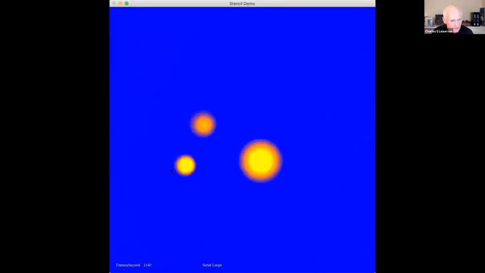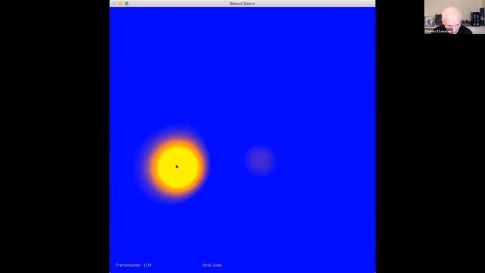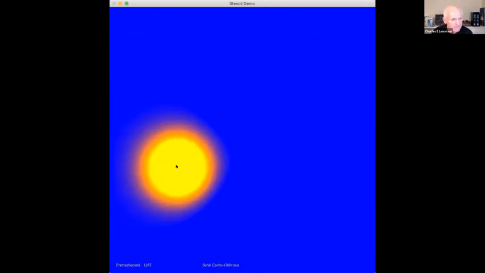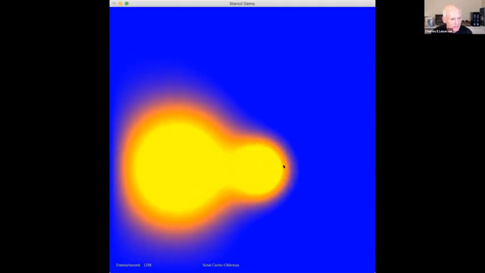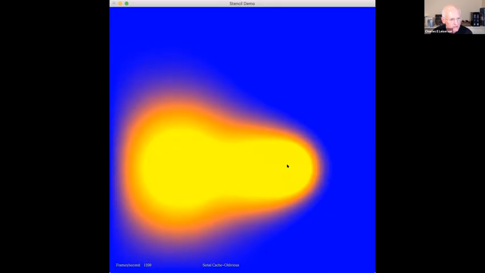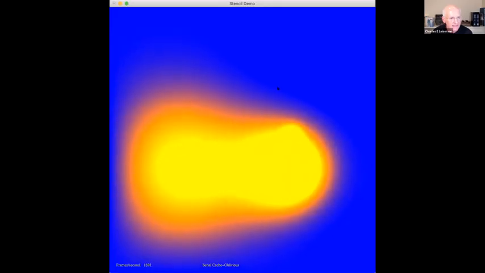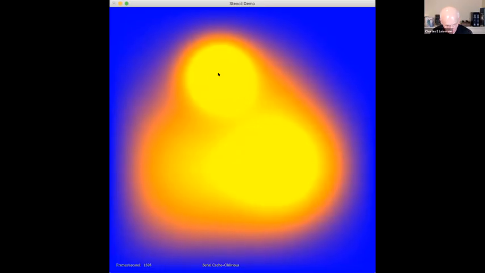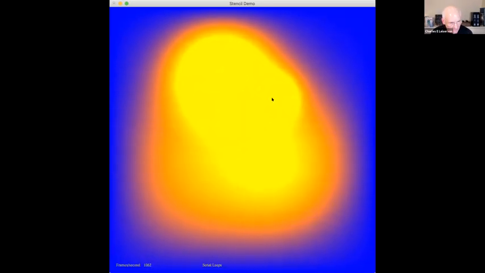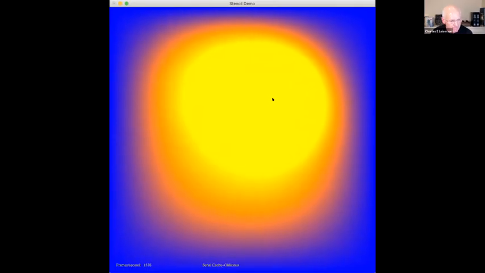Okay, so now let me switch to the cache-oblivious version. There's the cache-oblivious one running about 1,300. And now I'll switch back to the looping version. Just over 1,000, maybe almost 1,100. There it is, up at 13.